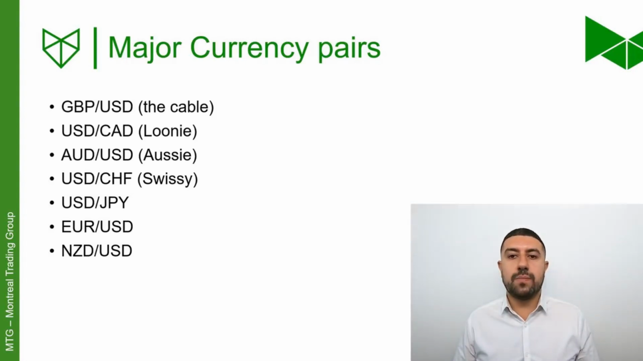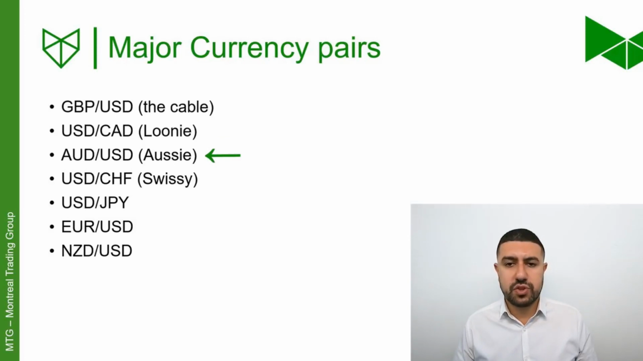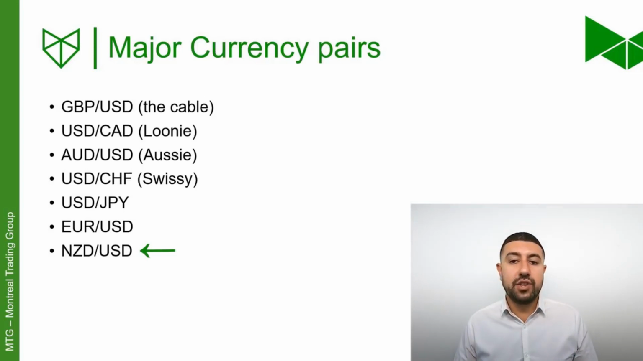So you have the pound sterling to USD, which some of these have nicknames. So we call this one the cable, but you don't really need to learn those. You have USD CAD, people call it the loonie. The Australian to USD, we call it the Aussie, so Australian dollar. Then this is USD to Swiss franc, so people call it the Swissy. USD to Japanese yen, Euro to USD, and New Zealand dollar to USD. So these are the major currency pairs. You'll see these often, and you're probably going to start by trading one of these currencies, okay?